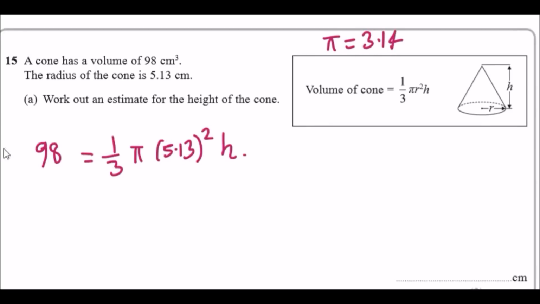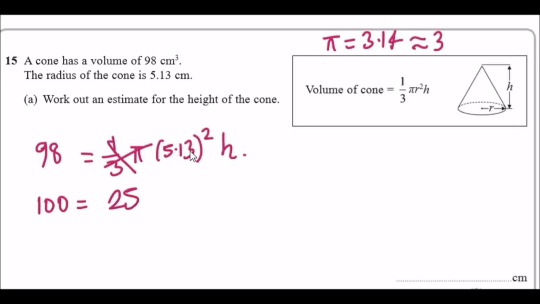So estimating, let's have a look. Let's round it all to, let's say, one significant figure. So 98 rounds up to 100 because it's close. 1/3 is kind of okay. Pi can be rounded down to 3. So 1/3 times 3, so 3 over 3 is 1. So these two cancel out. Now 5.13 can be rounded down to 5. So 5 squared is 25.